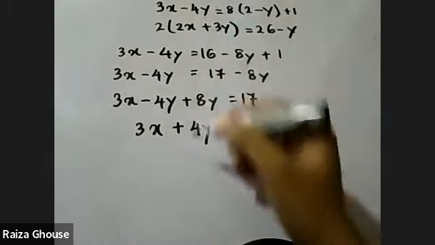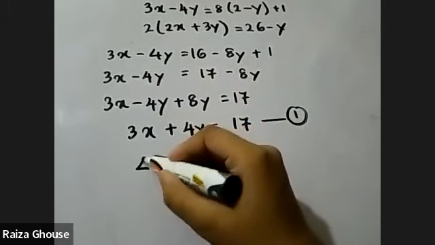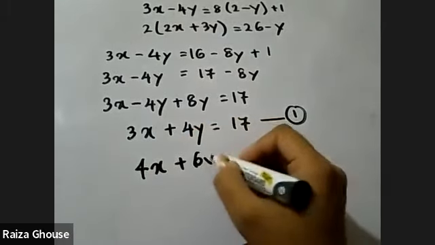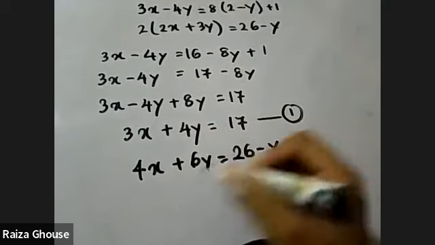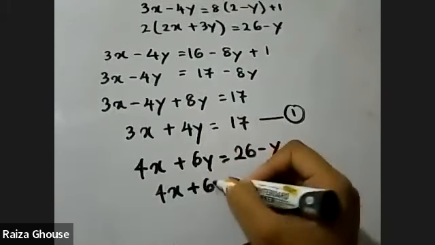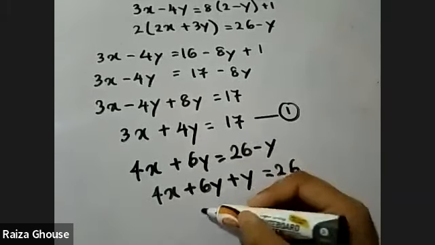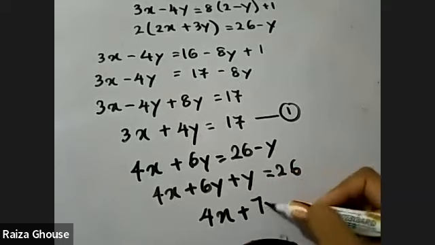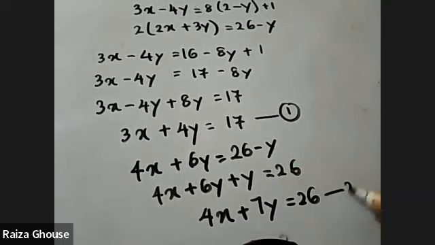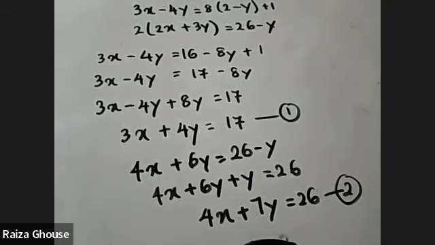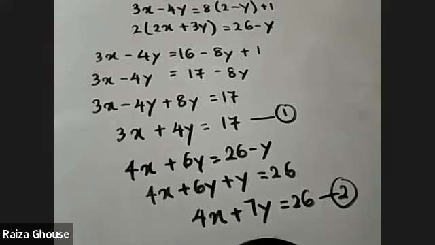Now I'm going to the next one. 2 into 2, 4x plus 6y equal 26 minus y. 4x plus 6y plus y equal 26. I carried this to here. Then my equation is 4x plus 7y equal 26. This is my second equation. So my first equation is 3x plus 4y equals 17. My second equation is 4x plus 7y equal 26. So now I am going to use these two equations and proceed with the question. So I'm going to erase this part now.